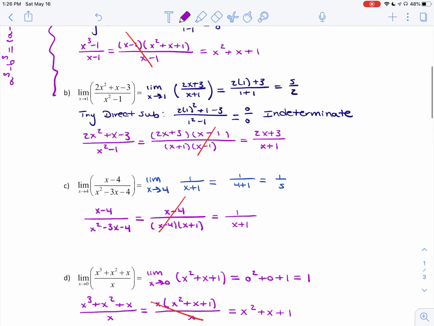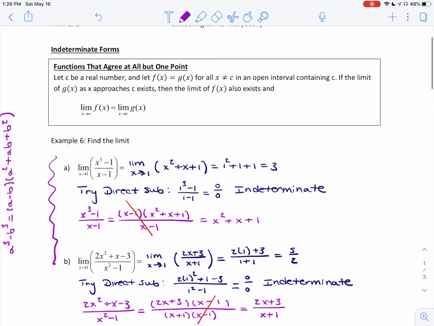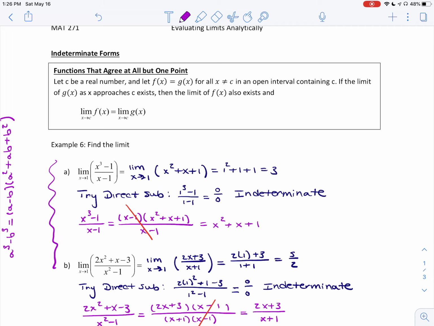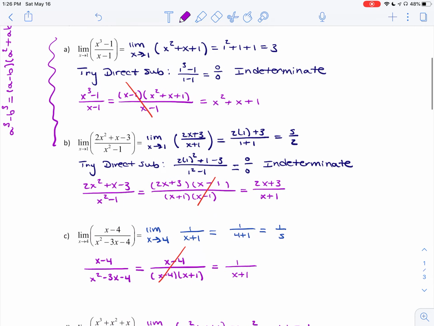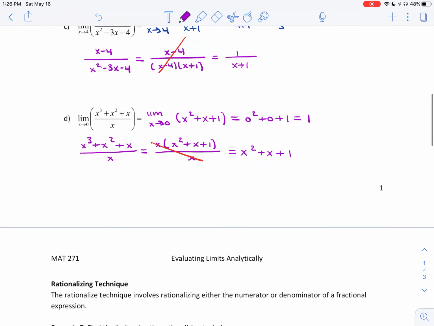All right, so this is using direct substitution after you've simplified a function down that's in that indeterminate form where you have a 0 over 0.